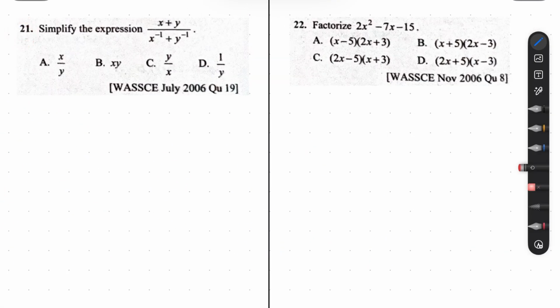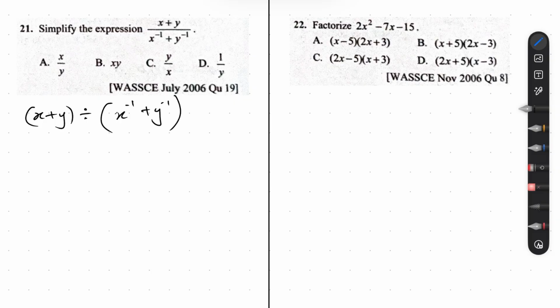It says simplify the expression x plus y over x to the power negative 1 plus y to the power negative 1. So we can rewrite this because we know that this over means division, so we can rewrite it as a division. We're going to have x plus y in one bracket, then divided by the denominator, which is x to the power negative 1 plus y to the power negative 1.